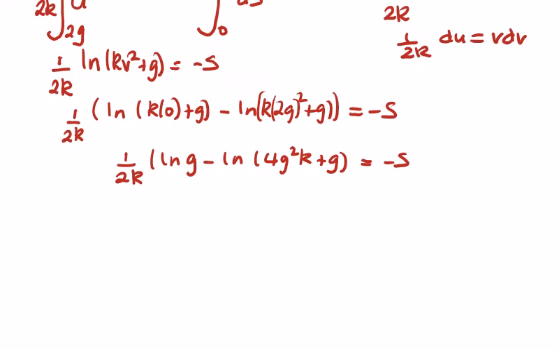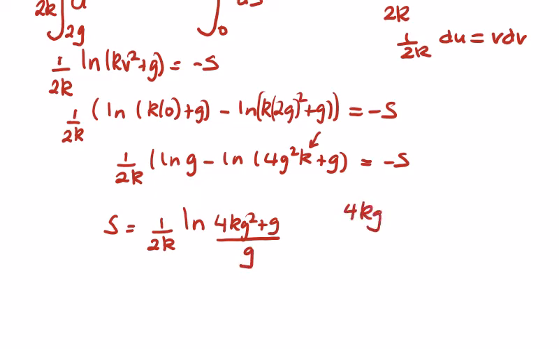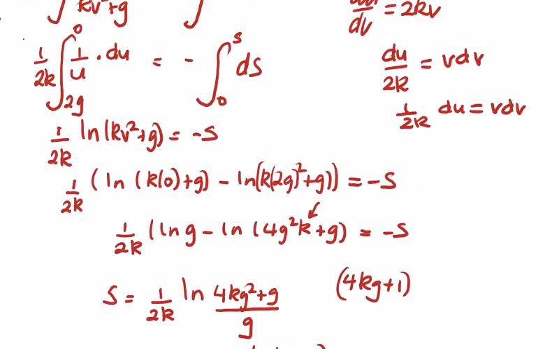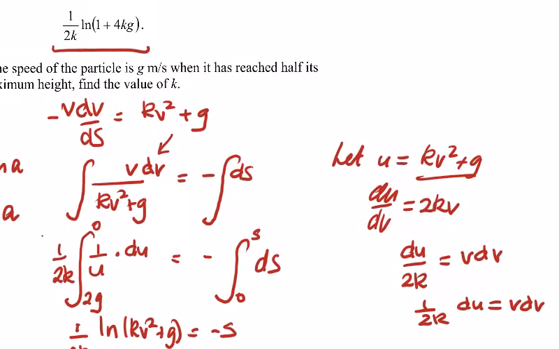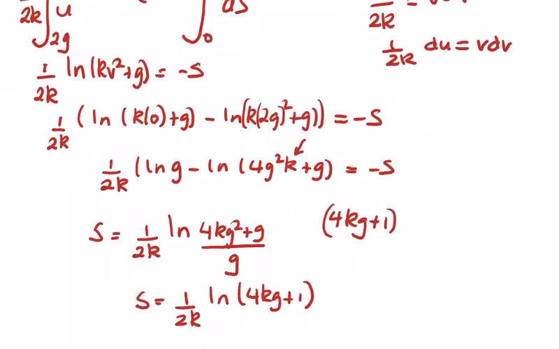So we can tidy this up. We're looking for s, so if I change the signs around here, I'll get 1 over 2k by the natural log of this one will become the plus on top, 4kg squared plus g over g, and if we divide g into both of those, we get 4kg plus 1. So this will be s is equal to 1 over 2k by the natural log of 4kg plus 1. So we're looking for 1 over 2k by the natural log of 1 plus 4kg, which is correct.